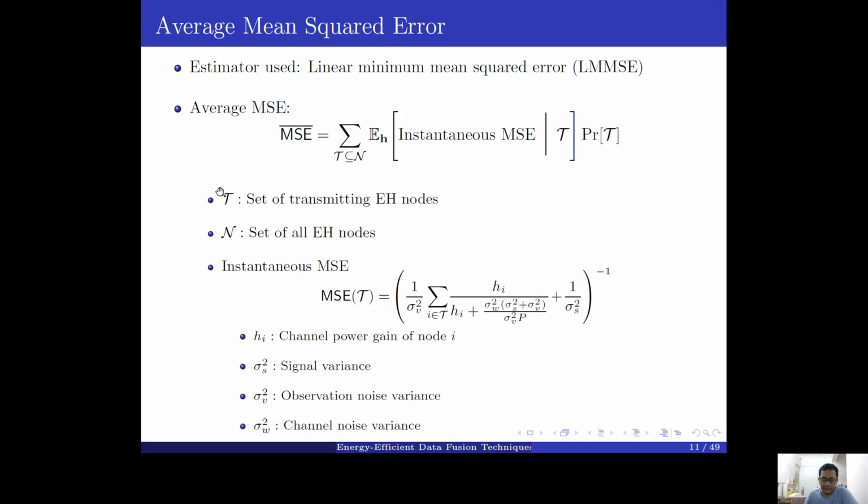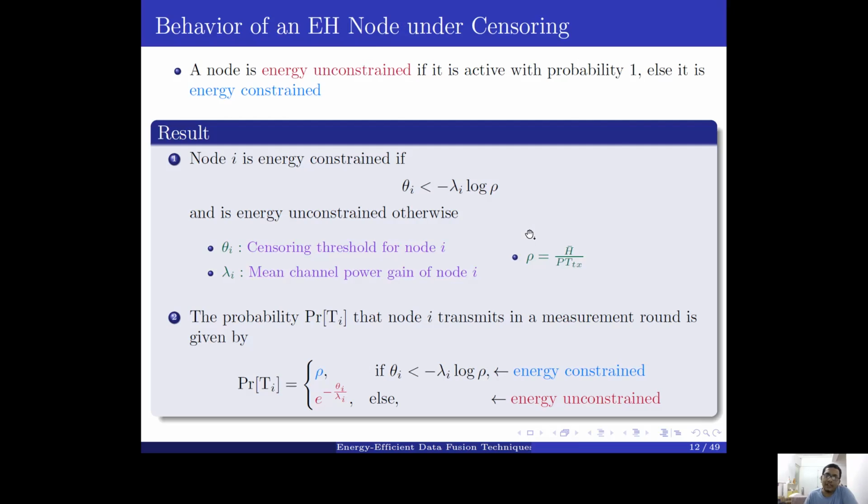This set of transmitting nodes is random because it is determined not only by the EH process but also by the channel power gains. Now, obtaining a closed form expression for MSE bar is analytically intractable. We will be deriving lower bounds for that, but before doing so, let's try to understand the behavior of an EH node under censoring. We call a node energy unconstrained if it is active in a measurement round with probability 1, else it is energy constrained.